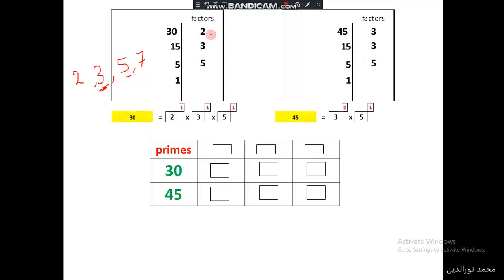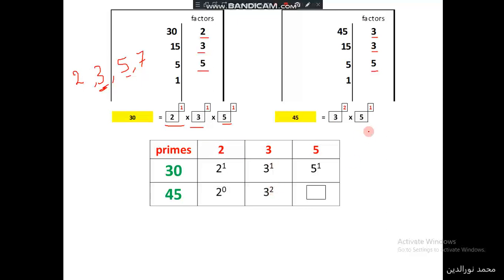And then we write them as a product. 30 equals 2 to the power 1 times 3 to the power 1 times 5 to the power 1. And 45 equals 3 to the power 2 times 5. We draw the table. The numbers are 30 and 45, and the primes are 2, 3, and 5. For 30, we have 2 power 1, 3 power 1, and 5 power 1. For 45, we have 3 power 2 and 5 power 1, and there is no 2, so we put 2 power 0.